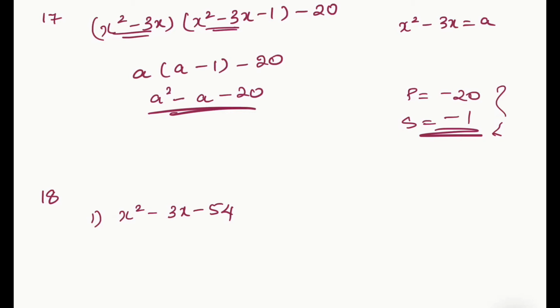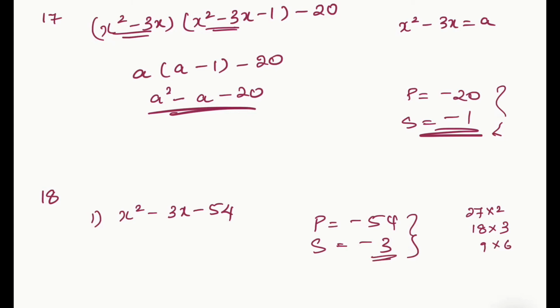So how can you find out whether it's factorizable? Your product should be equal to minus 54 and sum is equal to minus 3. Check whether there are any possibilities. Which are the ways you can split 54? 54 can be split as 27 into 2, then 18 3s are 54, then 9 6s are 54. Check whether you can factorize in that form.